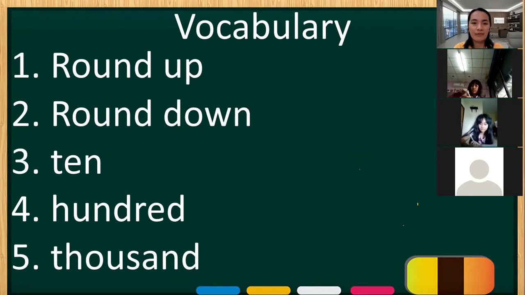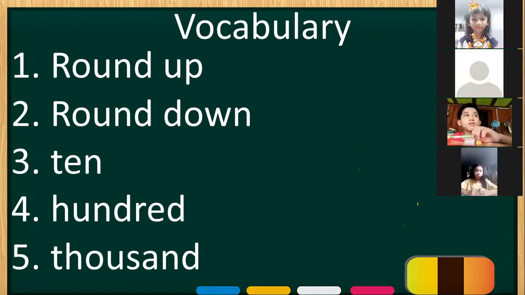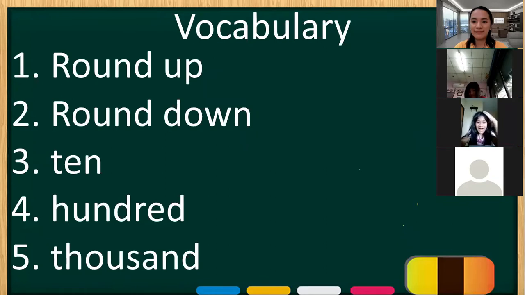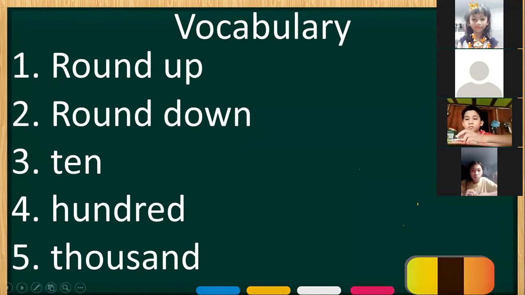Round up, round down, 10, 100, 1,000. Very good, Bonat. Thank you. Next. Round up, round down, 10, 100, 1,000. Very good. Thank you. Next. Round up, round down, 10, 100, 1,000. Very good. Thank you. Next will be Namkeng.